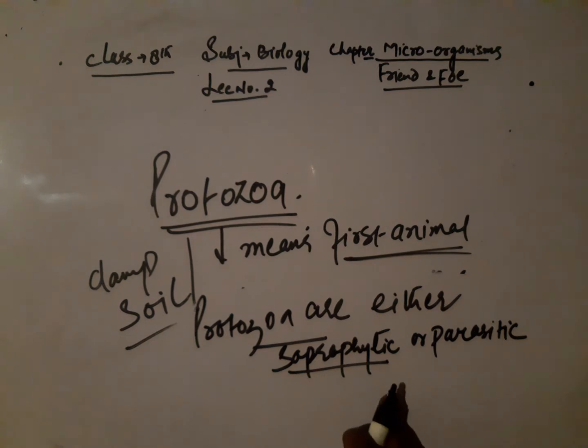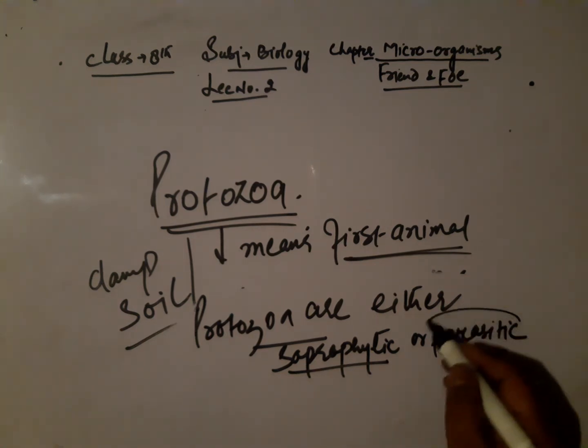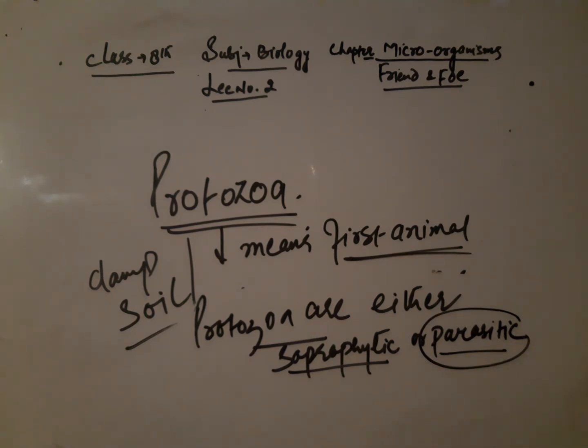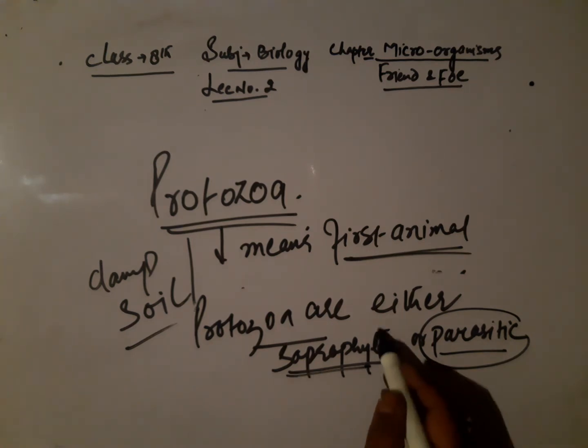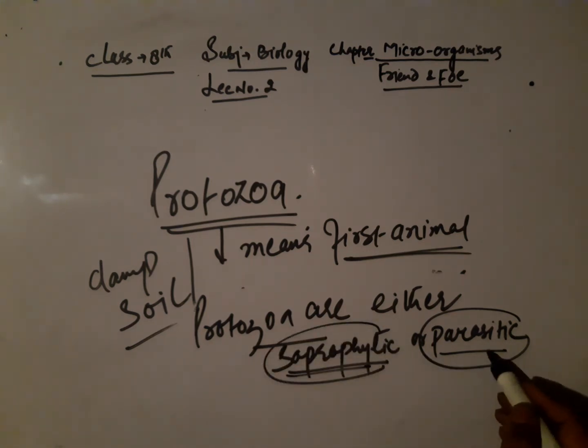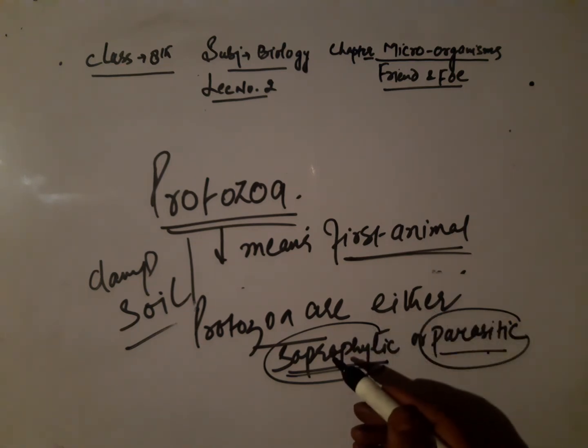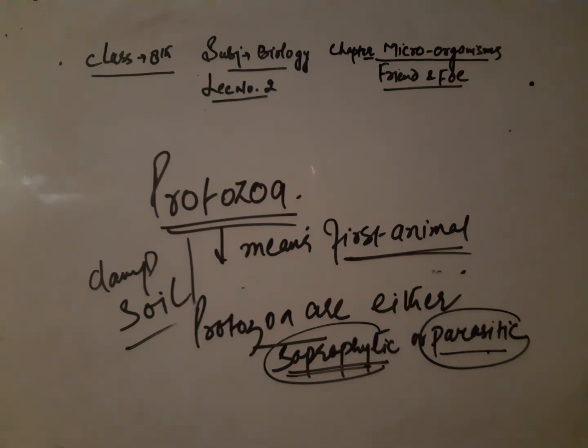When we say saprophytic, that means they depend on dead organic matter. And when we say parasitic, that means they depend on other living organisms, whether they live inside the body of a living organism or outside the body, that means there is ectoparasite and endoparasite. So you have to remember that they are saprophytic or parasitic. They depend on other living organisms and they also depend on dead organic matter.